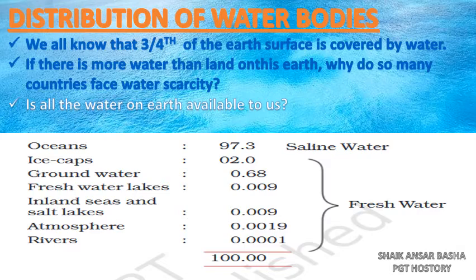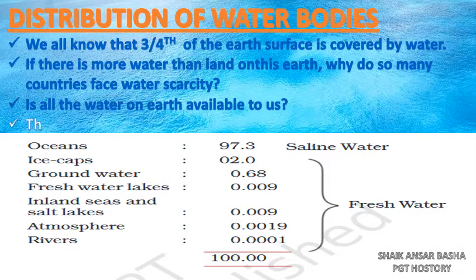Next, we have ice caps, which consist of 2%, groundwater 0.68%, freshwater lakes 0.009%, inland seas and salt lakes 0.009%, atmosphere in the form of water vapor 0.0019%, and in the rivers we find 0.001%. So the ice caps, groundwater, freshwater lakes, inland seas, salt lakes, atmosphere, and rivers all come under freshwater, but saline water is 97.3%.